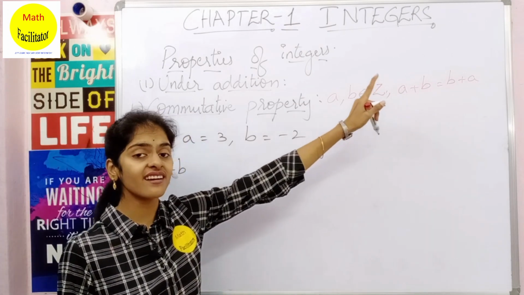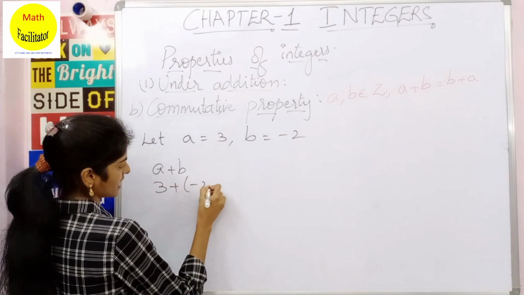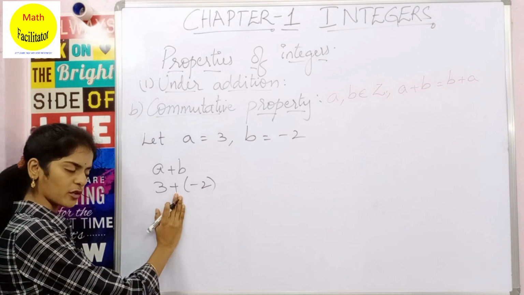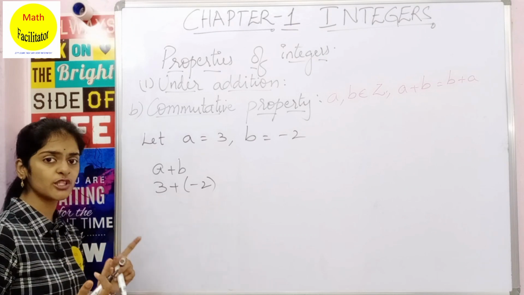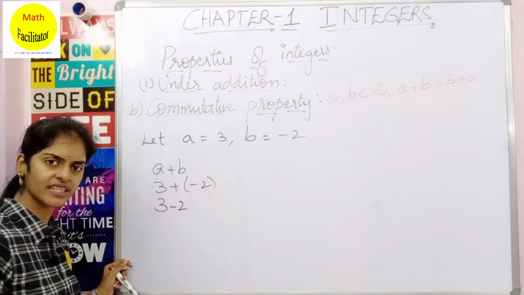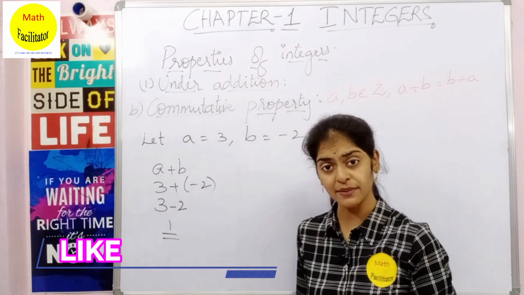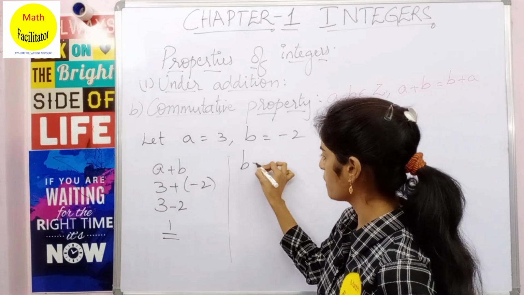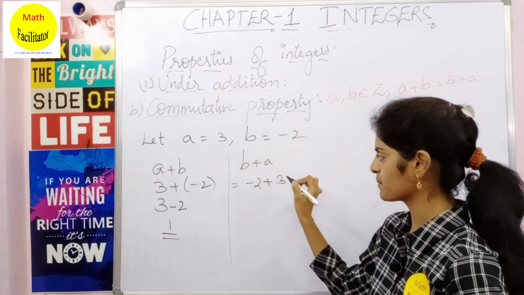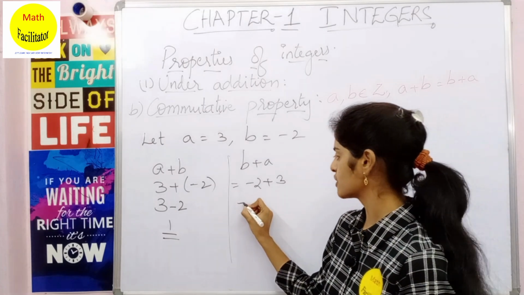A plus B is the LHS side. So A is 3 plus B which is minus 2. Now 3 plus minus 2. It is one positive integer and one negative integer, so what do you do? You subtract. So it is nothing but 3 plus into minus 2. So 3 minus 2 is 1. Clear? Now let us see what B plus A is, the RHS. B plus A is equal to, now B is minus 2 plus A is 3. One negative and one positive, what do you do? You subtract. So the answer is 1.